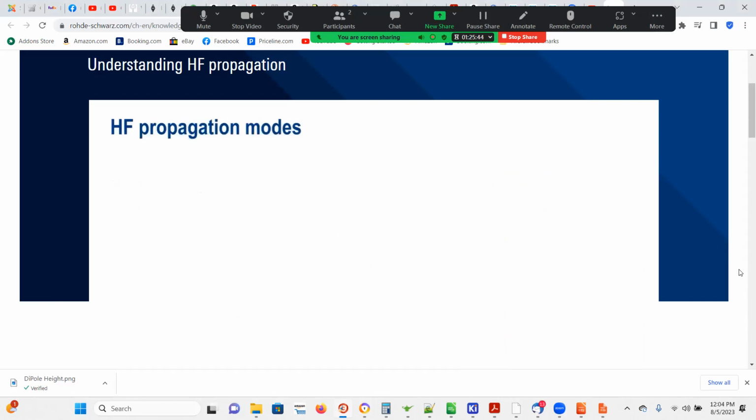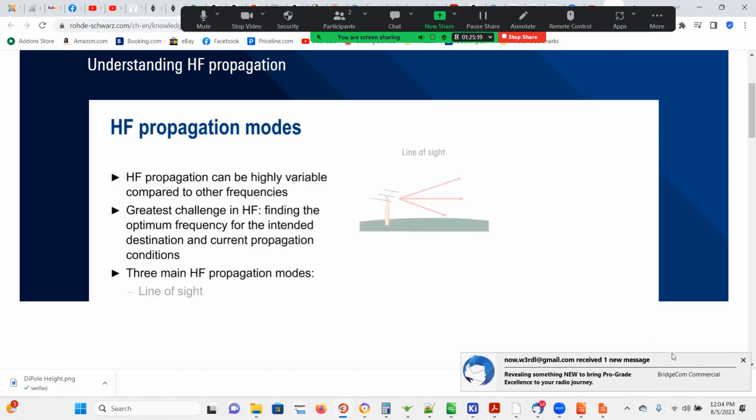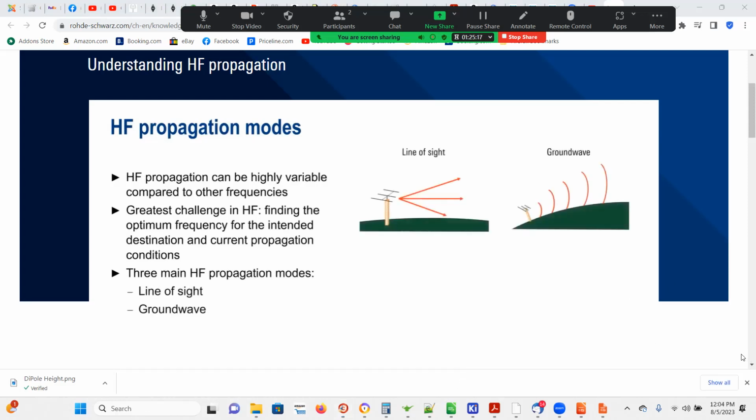Although propagation at HF can provide worldwide communications, HF propagation can also be highly variable compared to communications at other frequencies, such as at VHF and higher. As a practical matter, this means that the greatest challenge in HF is finding the optimum frequency for communicating with an intended destination under the current propagation conditions. Before we go into more detail about how this is done, let's briefly cover the three main HF propagation modes: line of sight, ground wave, and skywave.